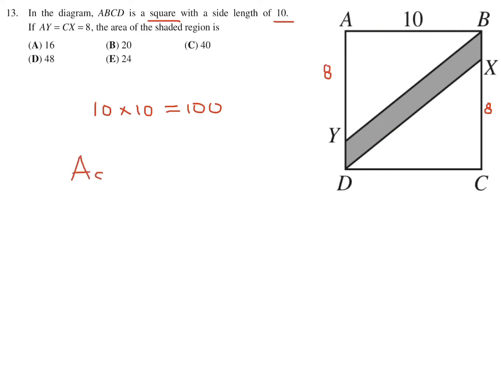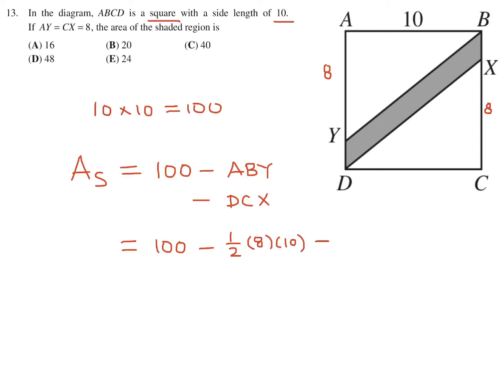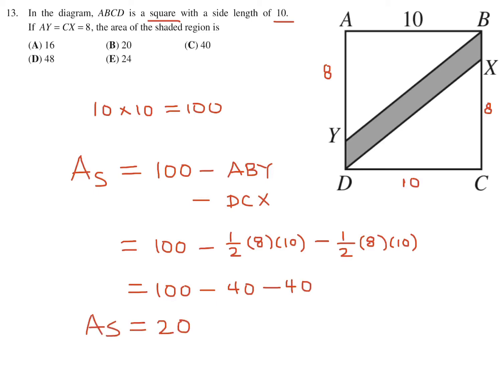So area of shaded region, AS, is the full square minus the triangle ABY minus the triangle DCX. Correct? So ABY, 1/2 base times height, 8 times 10. And then DCX, that triangle, 1/2 base times height. That's 10 also because it's a square. So same thing, 8 times 10. So you've got 100 minus 40 minus 40, and therefore that is 20. So the area of the shaded region is 20, and that makes number 13 have the answer B.